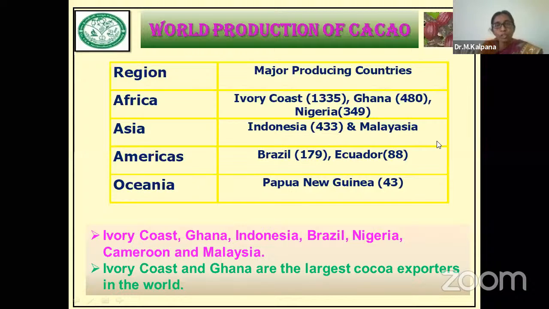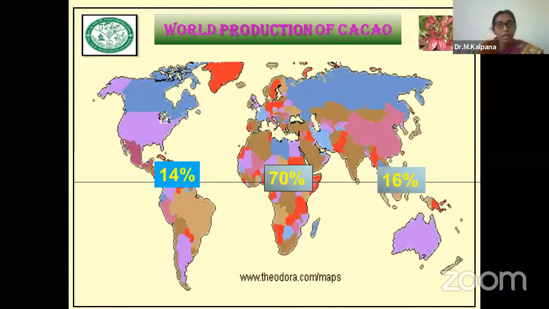Then coming to the world production of cocoa, among all the countries, the African countries such as Ivory Coast, Ghana and Nigeria are the major cocoa producing countries. In Asia, it is Indonesia and Malaysia. In America, it is Brazil and Ecuador, and in Oceania, Papua New Guinea is the major cocoa producing country in the world. Among all these, Ivory Coast and Ghana are the largest cocoa exporters in the world. I already told that 70% of the world cocoa production comes from the African region, that is Ivory Coast and Ghana, followed by Asian countries, Indonesia and Malaysia, and American countries like Brazil and Ecuador.